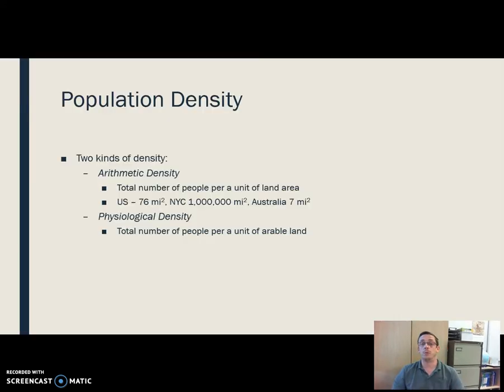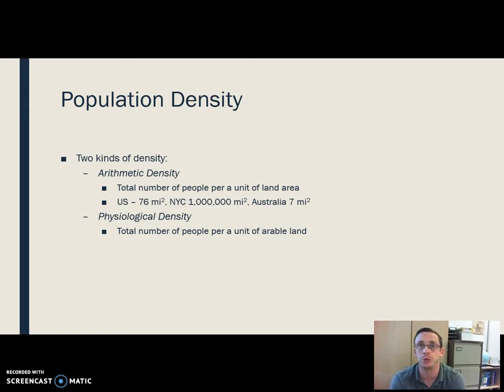Now, when we're thinking about this, we need to be aware of the 2 different kinds of density that we might be talking about. You've got arithmetic density, which is the total number of people per unit of land, and you've got physiological density, where it's the total number of people per unit of arable land. Now, what we tend to use is arithmetic density. So, for the couple of examples I've thrown up there, the US has got a population density of 76 people per square mile. New York City, 1 million people per square mile, and Australia's got 7.